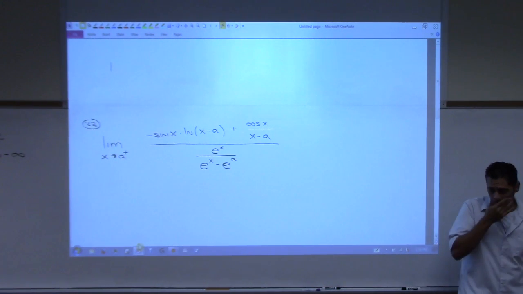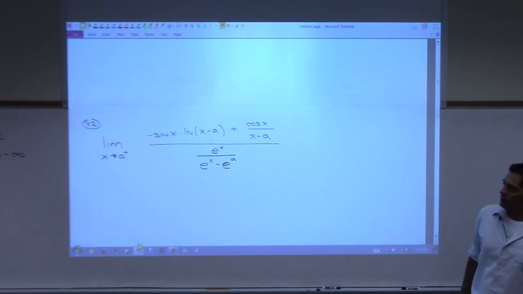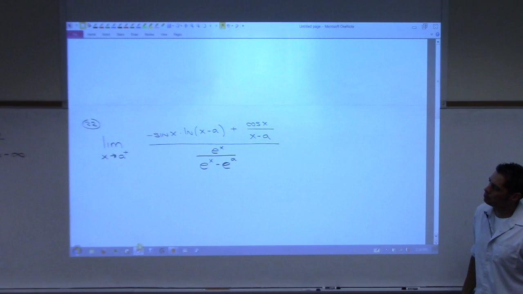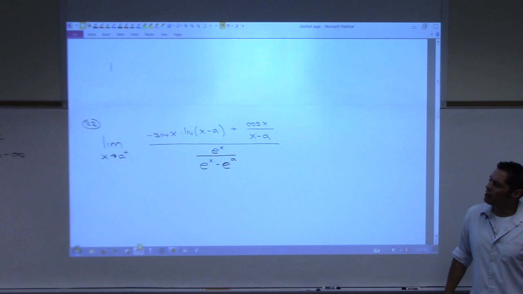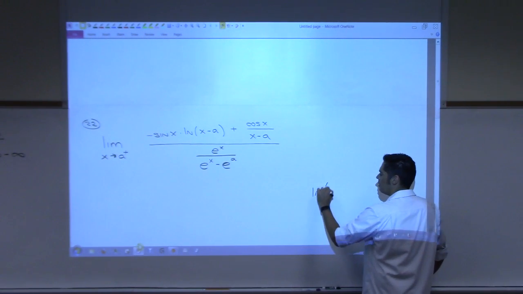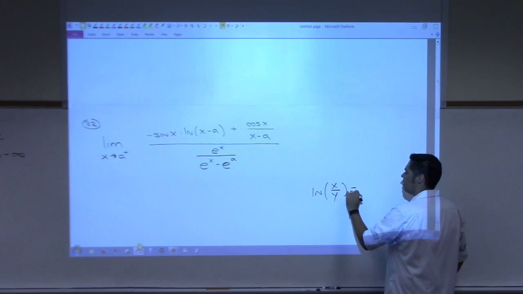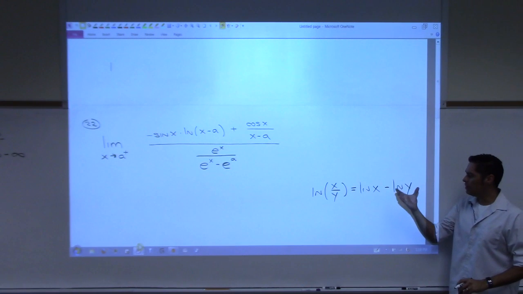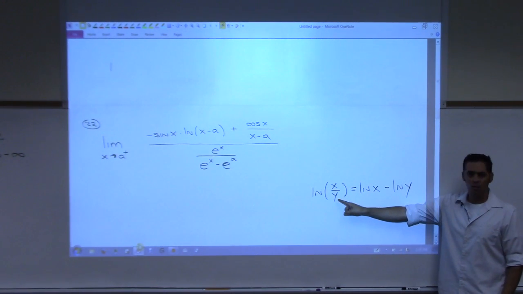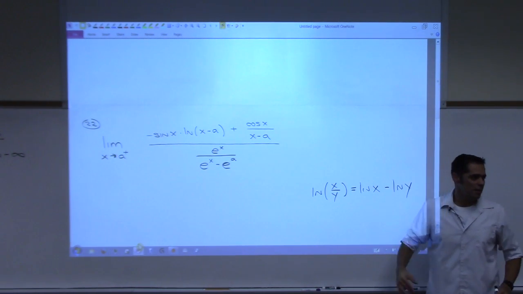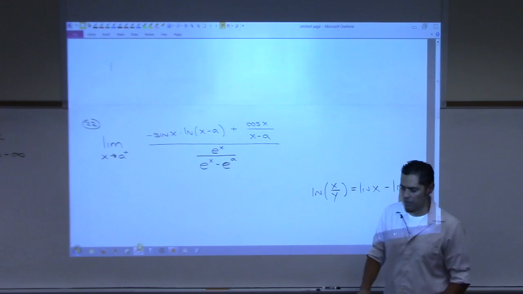Was there a question? Yep. I don't know if it's a stupid question. That natural log of x minus a, what if you were to switch that around to natural log of x over a using the logarithm property? You can't, because the property we have for log says this: natural log of x over y is natural log of x minus natural log of y. If you have subtraction between two logs, you can turn it into a single log with division. But if you have subtraction inside a single log, you cannot turn that into anything. It's stuck, unfortunately.